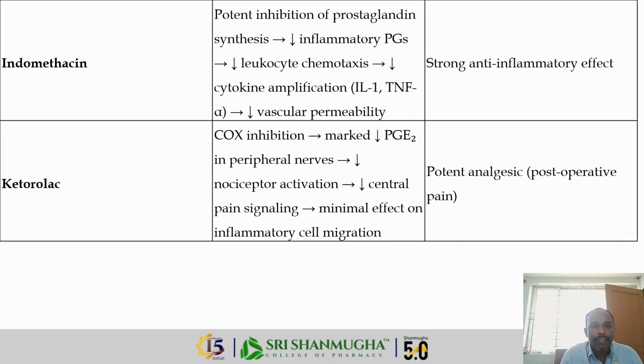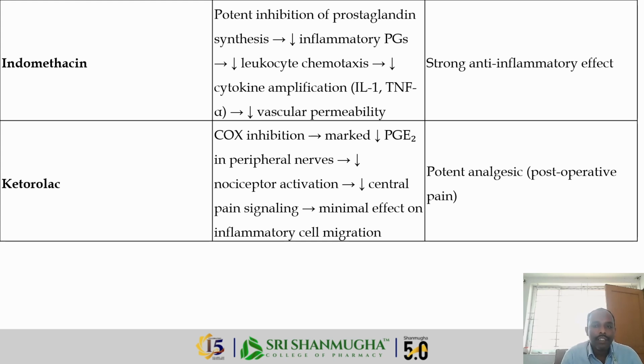Next, we have indomethacin. It's a potent inhibitor of prostaglandin synthesis, decreasing inflammatory prostaglandins, leading to decreased leukocyte chemotaxis and decreased cytokine amplification with the help of IL-1, that is interleukin 1, and tumor necrosis factor alpha. It reduces vascular permeability, leading to strong anti-inflammatory effects.